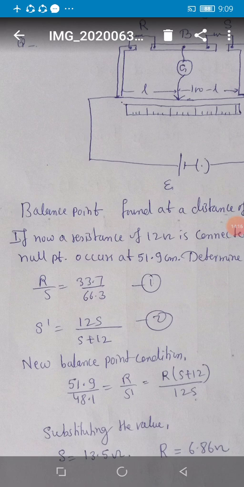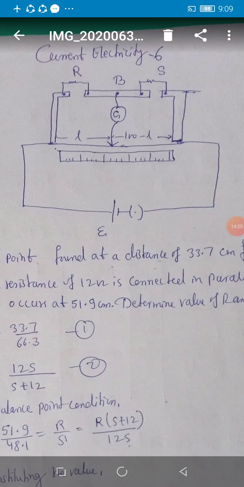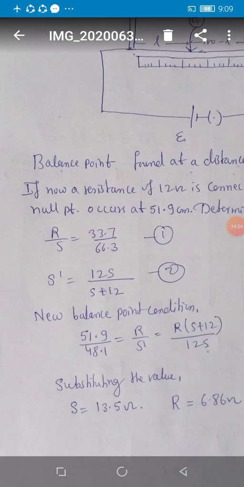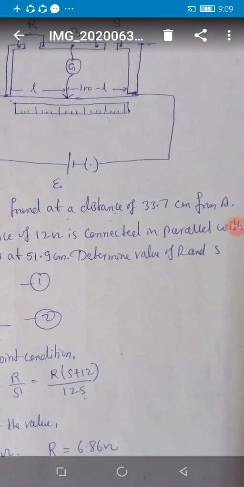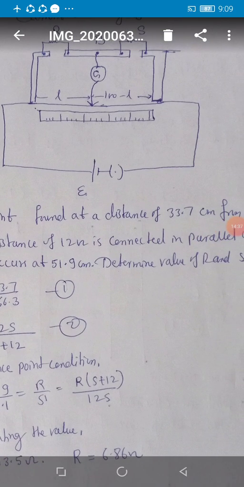Now student, second condition. If now a resistance of 12 ohm is connected in parallel with S, at S we are connecting a resistance of 12 ohm. So what is the resultant resistance, student? Parallel formula: 12S upon S plus 12. Now the balancing point occurs at 51.9 centimeter. Remember student, this length is from the left hand side, which means the value of L.